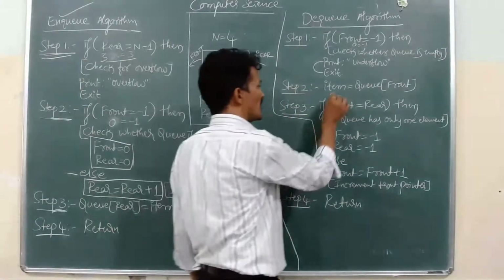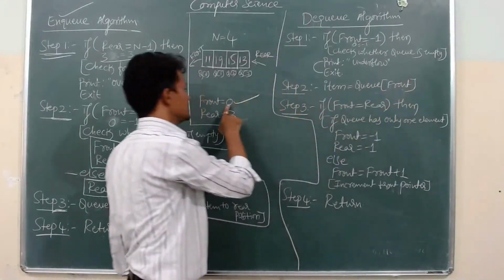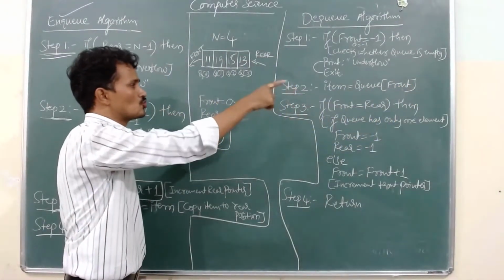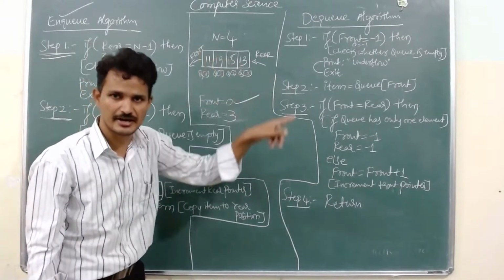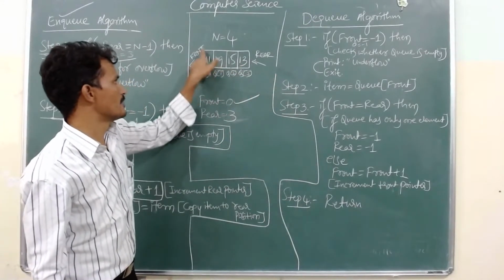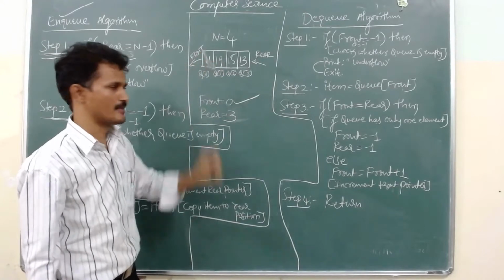Have a look at step 2. Item equal to queue of front. Front means 0. Queue of front means queue of 0. What is the value stored in queue of 0? 11. I am targeting this element.